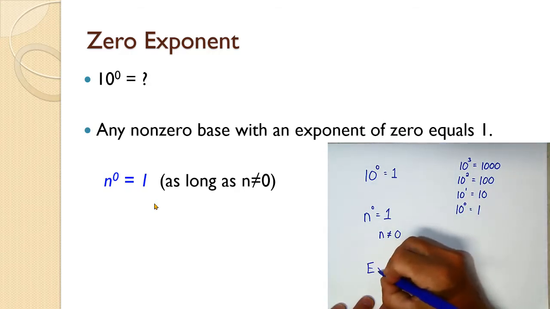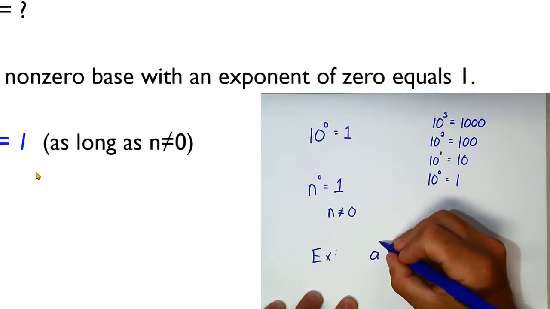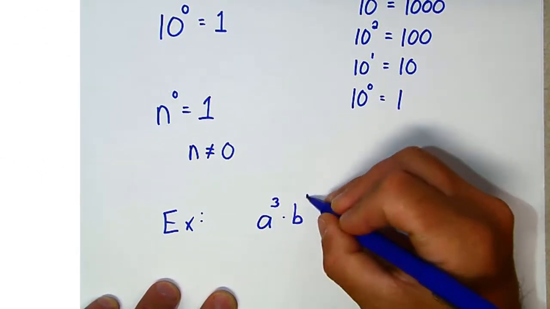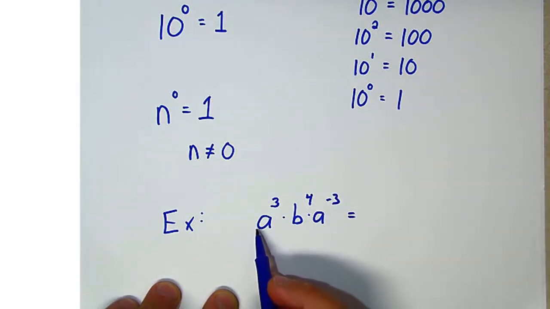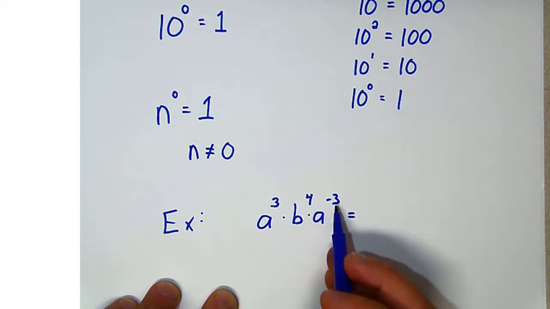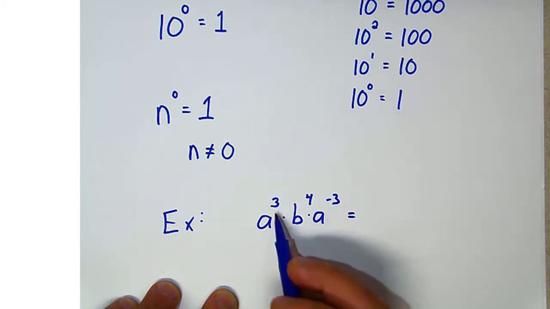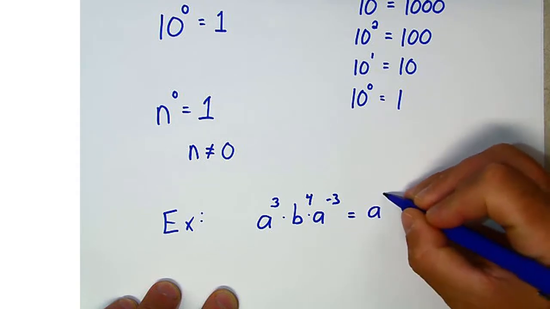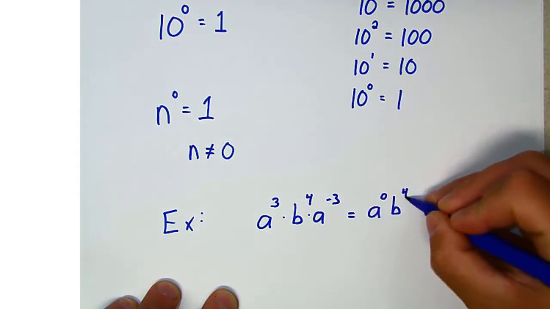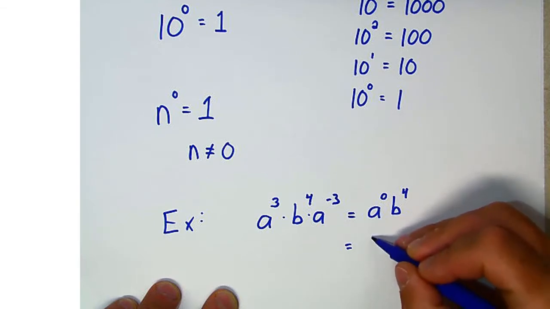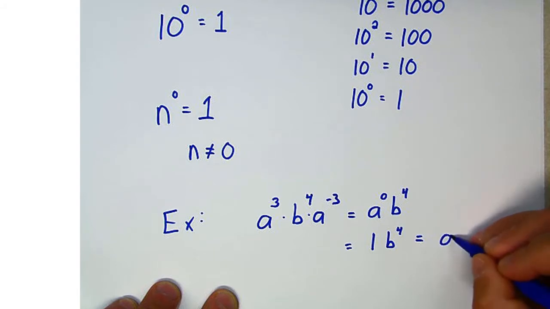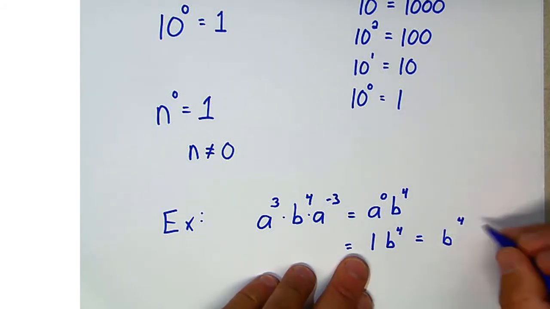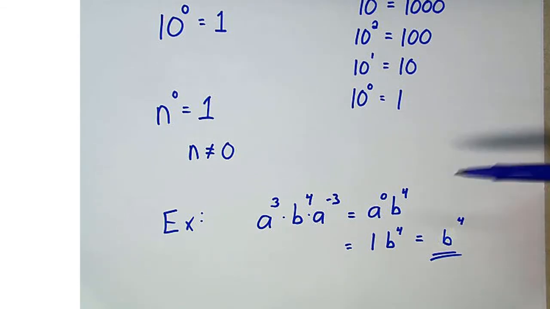So a simple example of that, if you're asked to simplify a to the third times b to the fourth times a to the negative third, well, we can combine the exponents on the a's. We have a to the third and a to the negative third, as we saw earlier. We could add those exponents together, and that gives us a to the 0 power, b to the fourth. But a to the 0th power is just the same as 1, times b to the fourth. And so those a's basically cancel each other out, and that leaves us with just b to the 4th. The key here being that a to the 0th power can be replaced by a factor of 1.